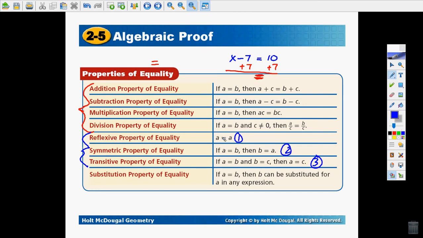The reflexive property only is talking about one thing. 7 is equal to 7. Only talking about 7. Symmetric is talking about 2 things. X equals 9. Oh, 9 equals x. And transitive is talking about 3 things. X equals 9, and 9 is equal to 2x, then that means x and 2x are the same. They're equal. 3 things: x, 9, and 2x.